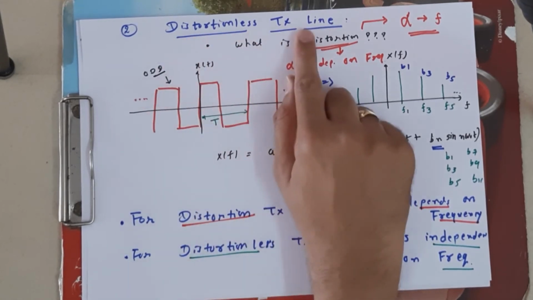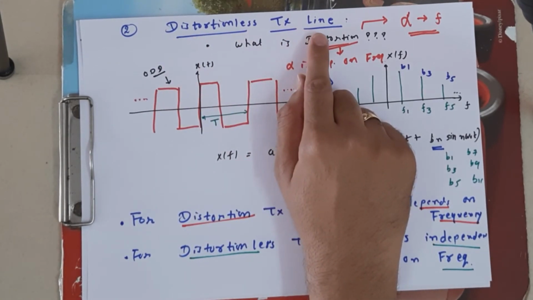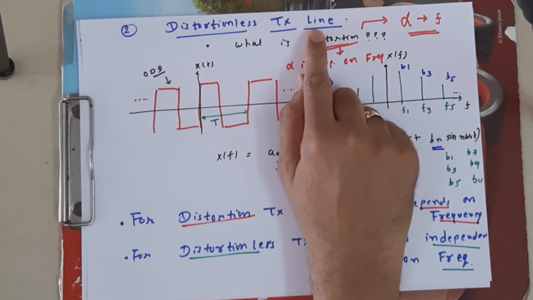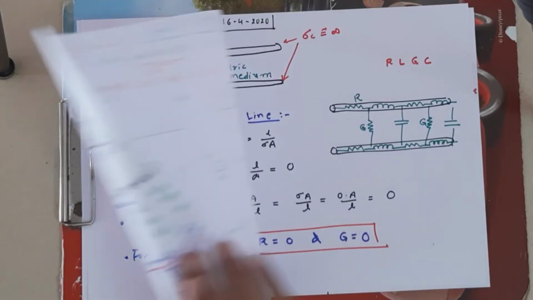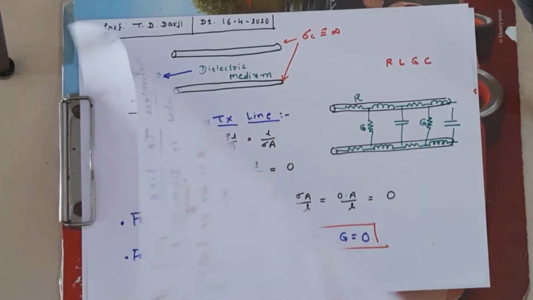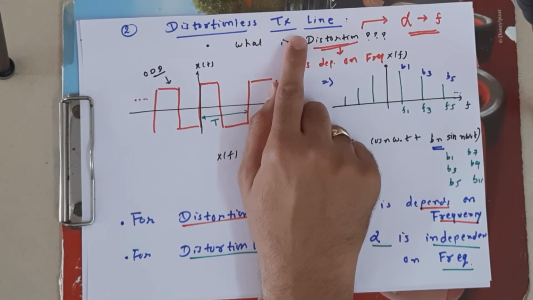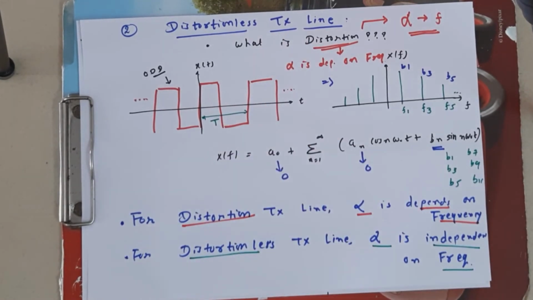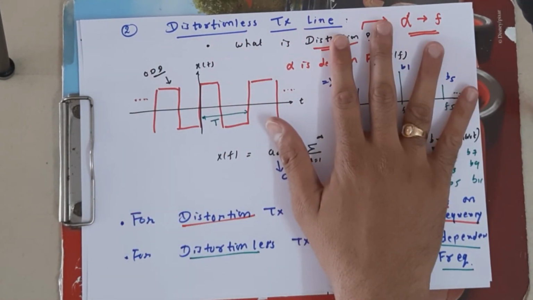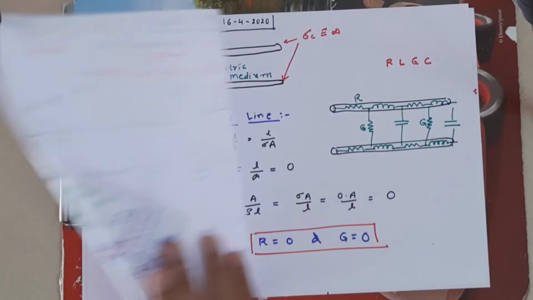So what is the application of distortionless transmission line? Generally we use it in telephone lines. The telephone line should be a distortionless transmission line. So that is the difference between lossless transmission line and distortionless transmission line. Now we will derive the equation of propagation constant and characteristic impedance for the distortionless transmission line. Here it's just an idea about the difference between distortionless and lossless transmission. Now we will derive the equation of propagation constant for the distortionless transmission line.